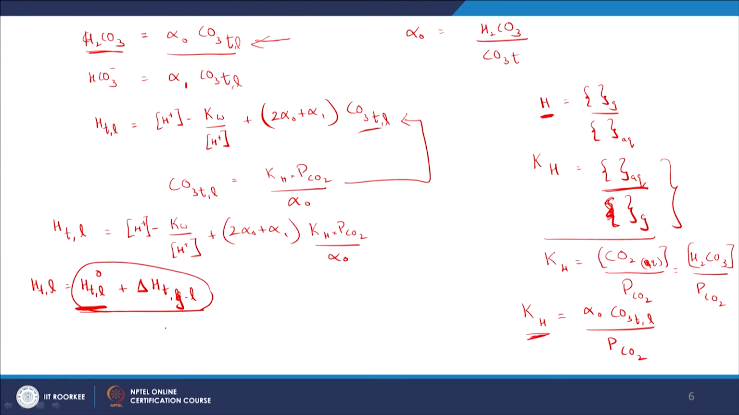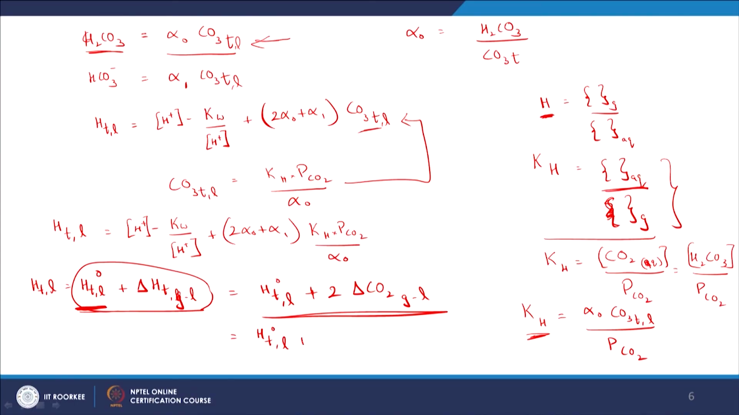So let us try to come back to here and see that. That is going to be equal to H total initially in the liquid phase plus 2 times delta CO2 gas to liquid, right. This is something we looked at earlier. We saw that for every mole of CO2, or one species of CO2, that is going to change from gas to liquid, we have a component of H plus 2 change, I guess, right. So that is what we have here, and then we express it in terms that we know, that is again going to be H total in the liquid plus 2 times delta CO3 total gas to liquid.